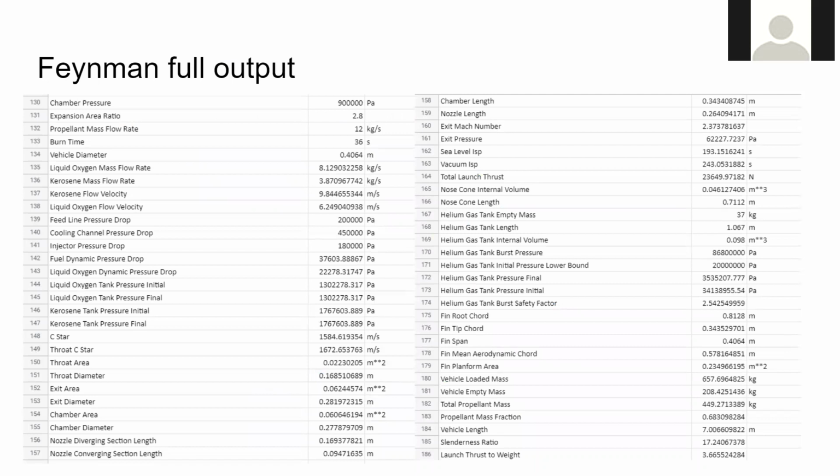I know there's a lot of text on the screen, so I don't expect you to read all of it, but this is just an example output of what we get from Feynman. The reason I have it here is to talk about some of the additional benefits we get by formatting our design process like this, that are specific to us being a student team.